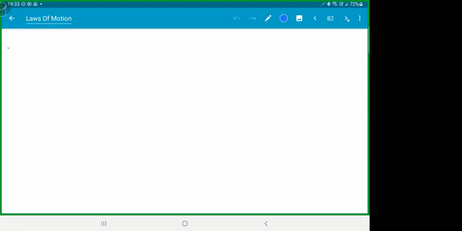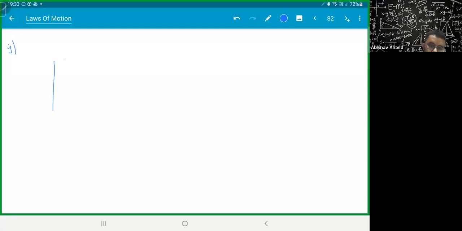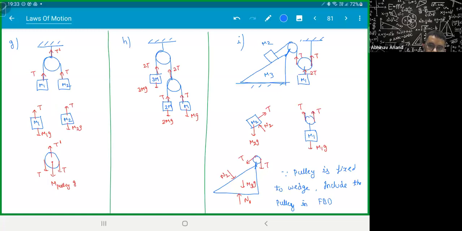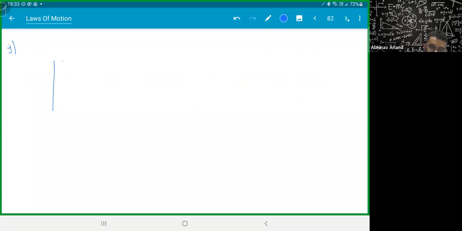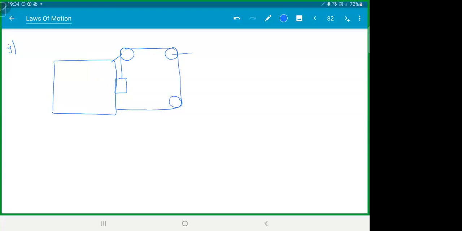Let's see one more. Can you go back for a minute? Yes, sir. We have done this in constraints. This is M, this is capital M. Draw the FBD of them.